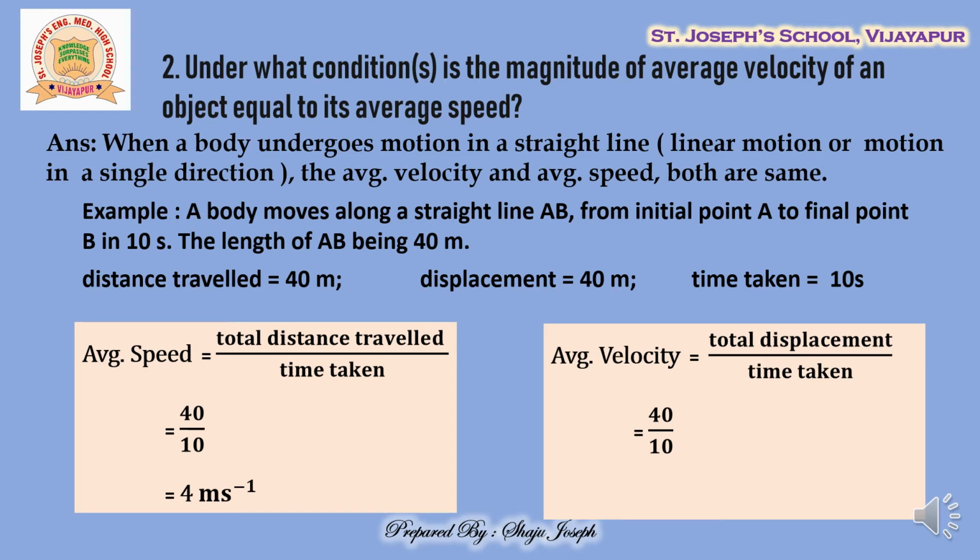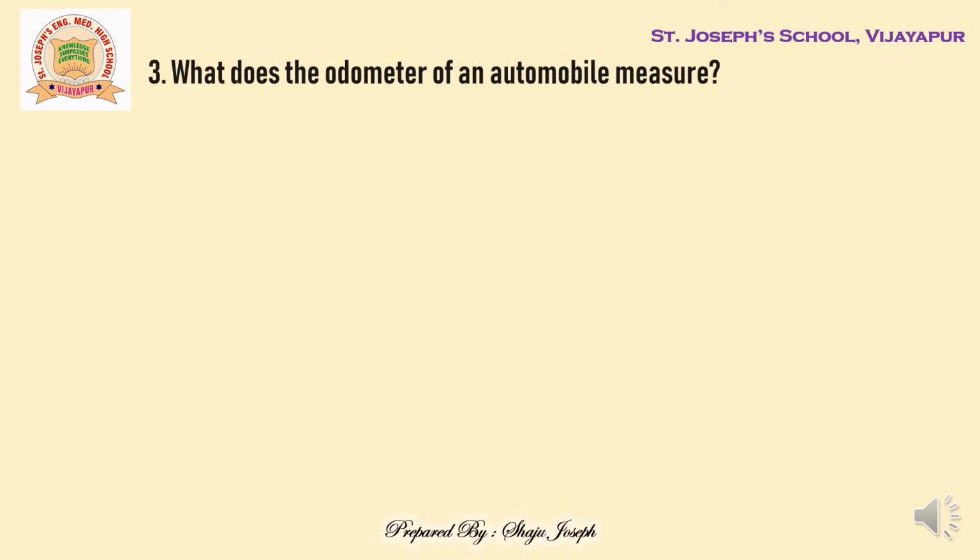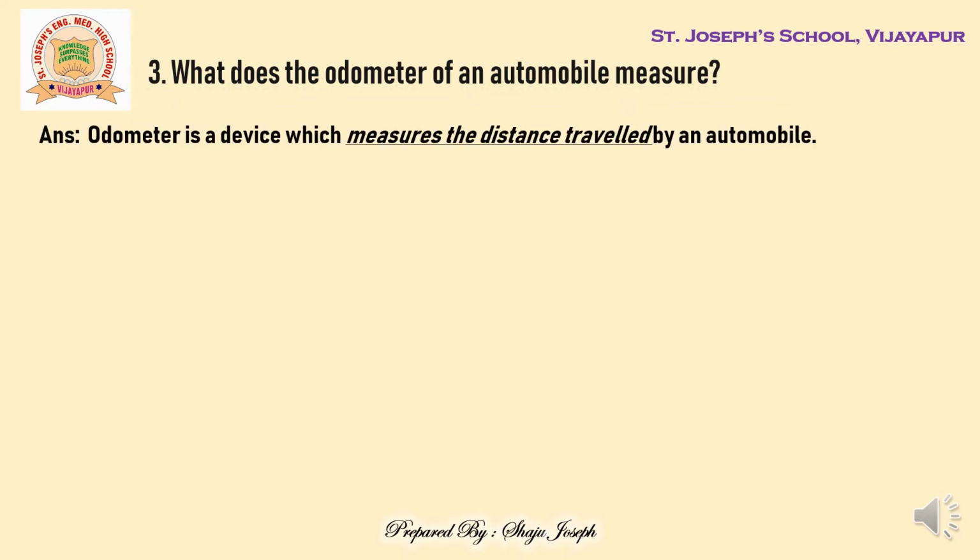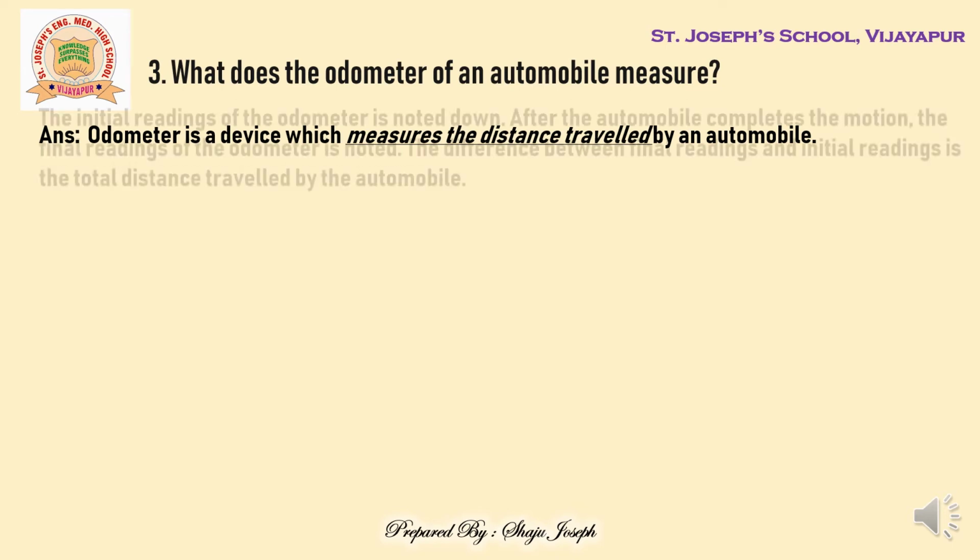Okay, let's go to the next one. Third question is: what does the odometer of an automobile measure? Now here we are talking about a device. Odometer is a device which measures the distance traveled by an automobile. So in countries like India, we measure it in kilometers. So this device will show us how many kilometers we have traveled.